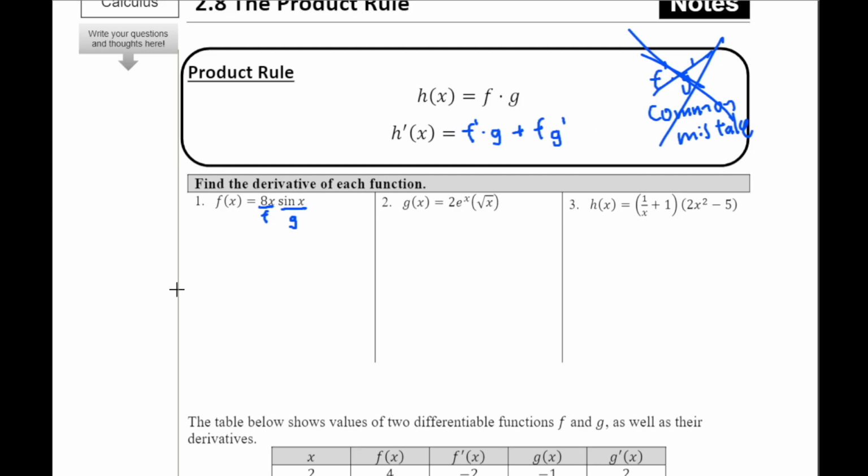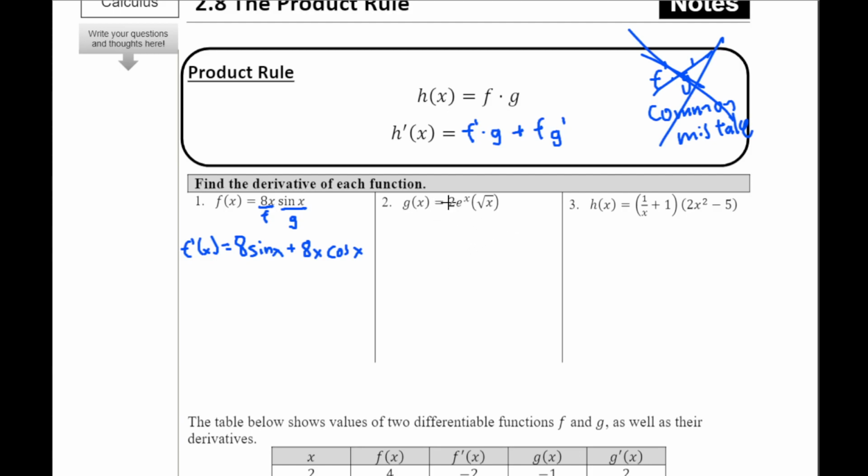That would be wrong. f prime of x is equal to, take the derivative of the 8x first, you see the f prime, 8, leave the sine x, so 8 sine x, plus f times the derivative of sine x, which is cosine x. That's it for the first one.